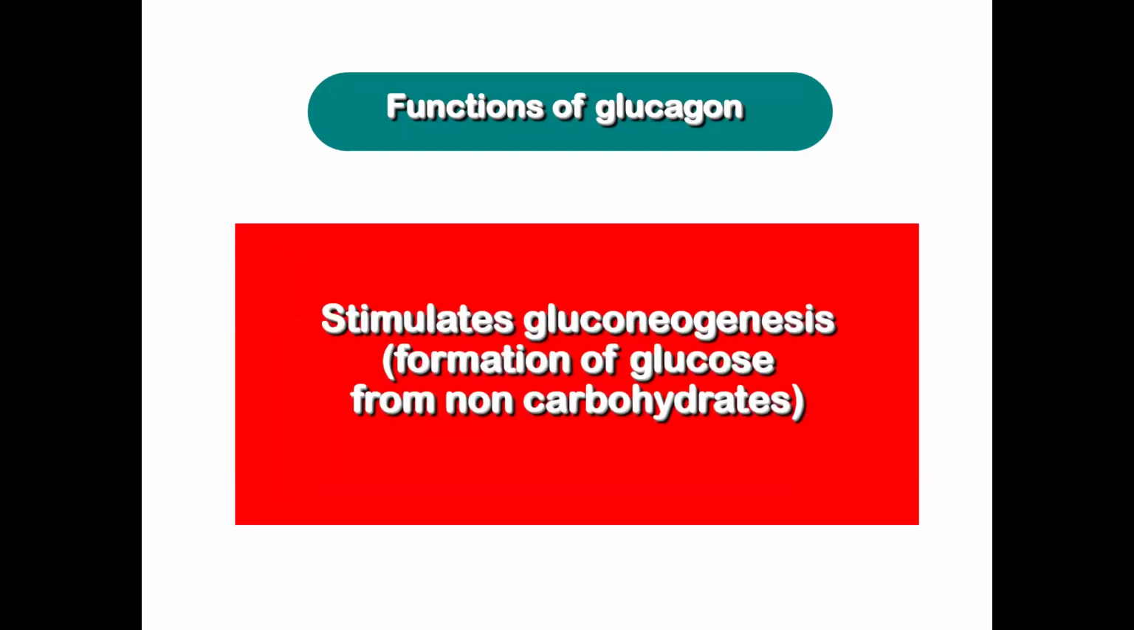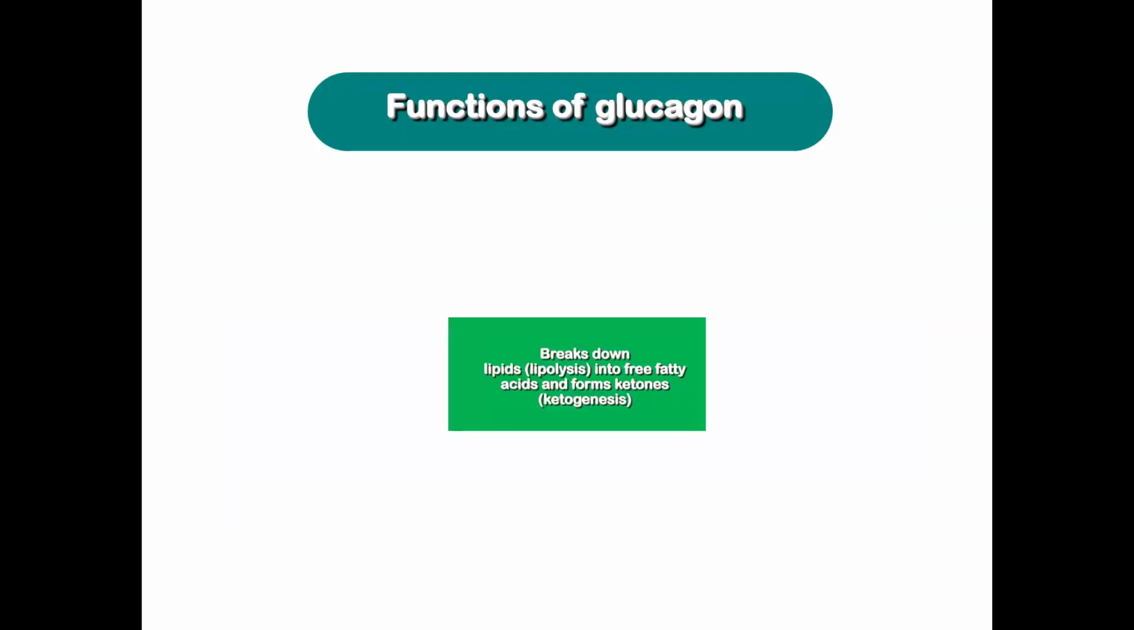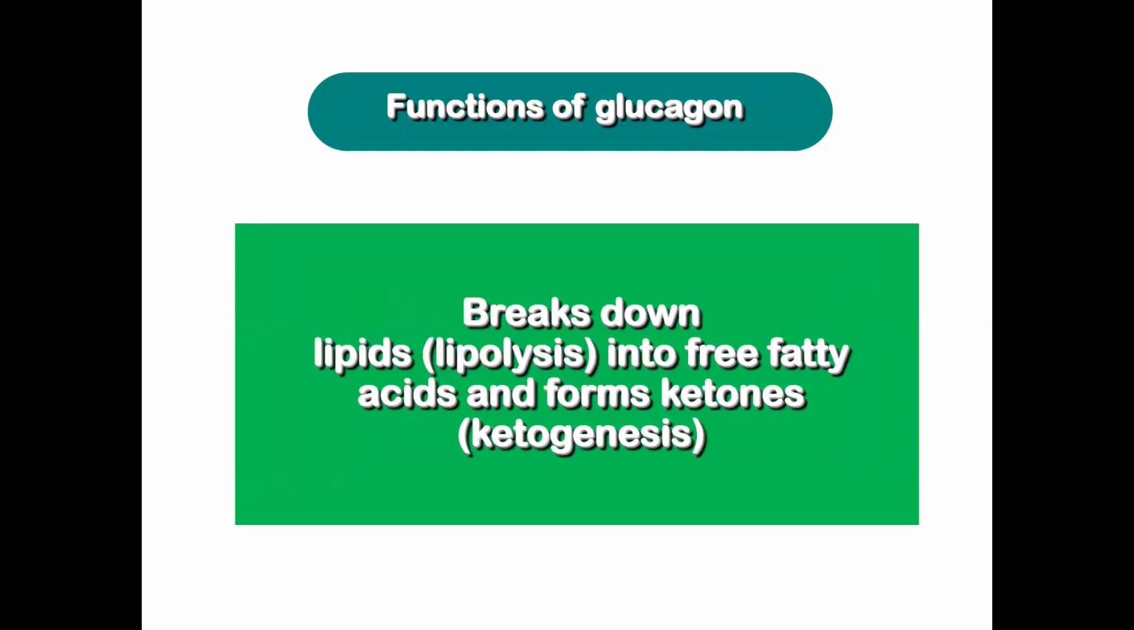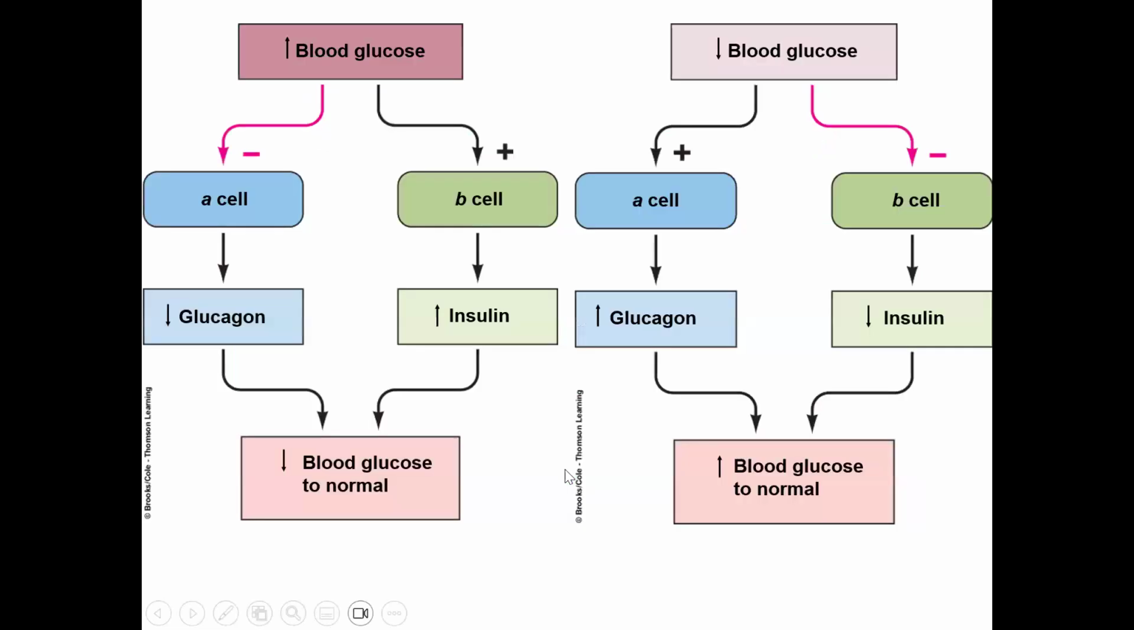Also, it will stimulate gluconeogenesis, which is the formation or synthesis of new glucose from non-carbohydrate sources. So this gluconeogenesis will be stimulated, and this will also result in an increase in the blood glucose level. Then, it is a catabolic hormone, so it will cause breakdown of lipids, lipolysis. Lipolysis is breakdown of lipids, and when lipids are broken down, free fatty acids are released. These free fatty acids are used in the synthesis of ketone bodies. So there will be ketogenesis. Genesis is production. Ketogenesis is production of ketone bodies.